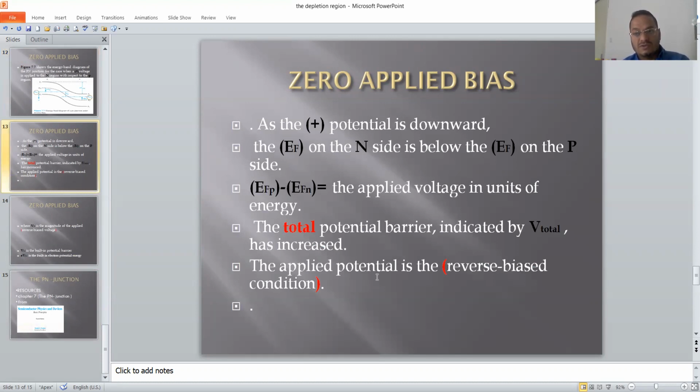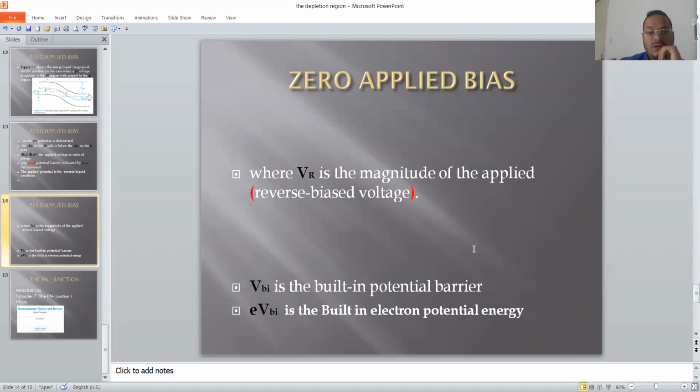The conductive course and solar cell course share the same topics, and the reverse bias is one of them. Here, as the positive potential is downward, the Fermi energy level on the N side is below the Fermi energy level on the P side, like we said before. And here, the hole Fermi energy level minus electron Fermi energy level equal the applied voltage in units of energy. The total potential barrier indicated by V total has increased. Okay, the applied potential in the reverse bias conditions, we will talk about this in the near future.